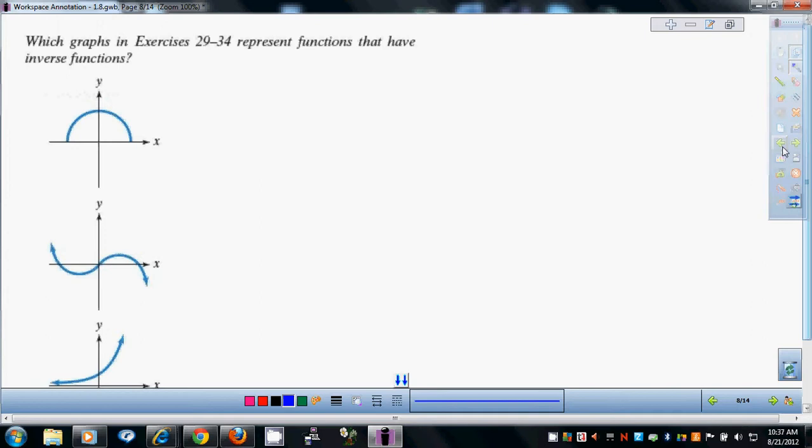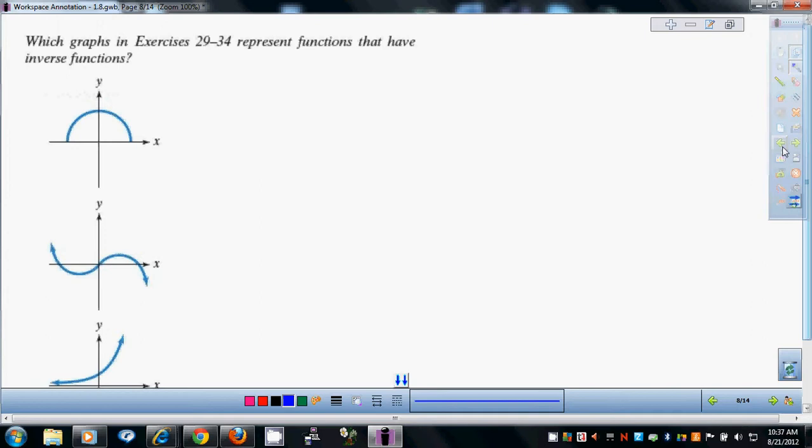Only time I see people get confused with this is they actually draw the inverse and then do the horizontal on that. Well, if you're going to draw the inverse, then you might as well just do the vertical because you've already got it. But so that you don't have to draw it, you can just use the horizontal with the original.